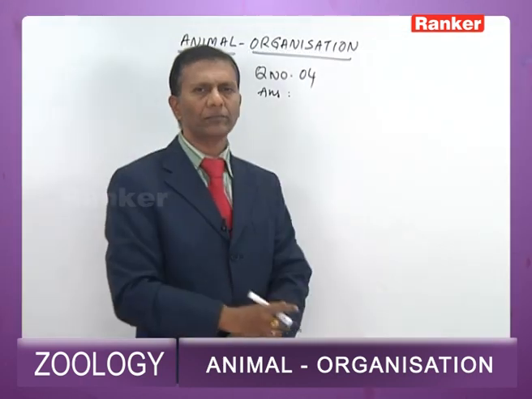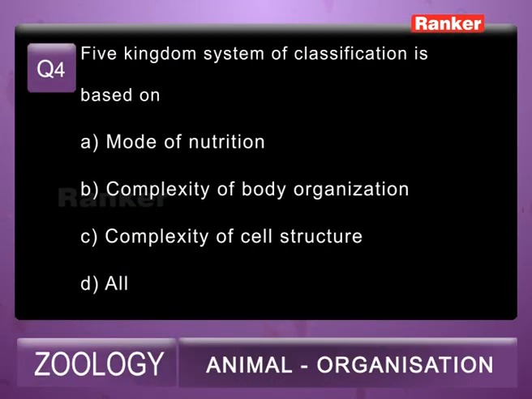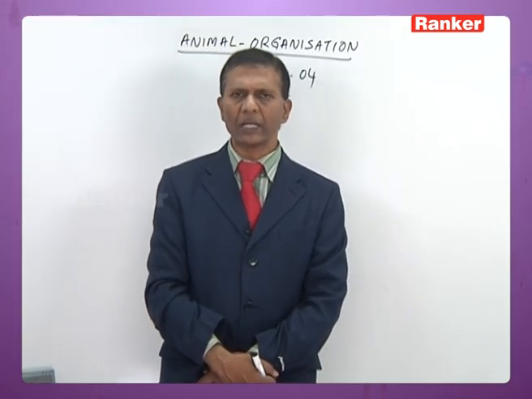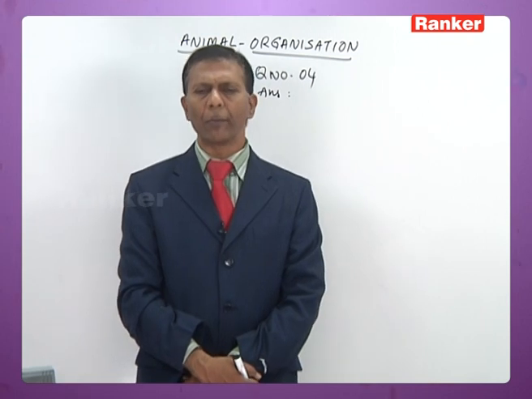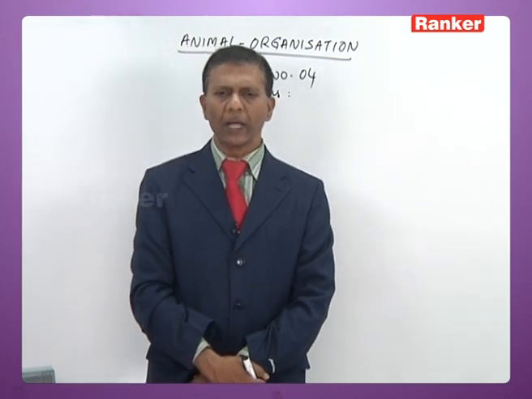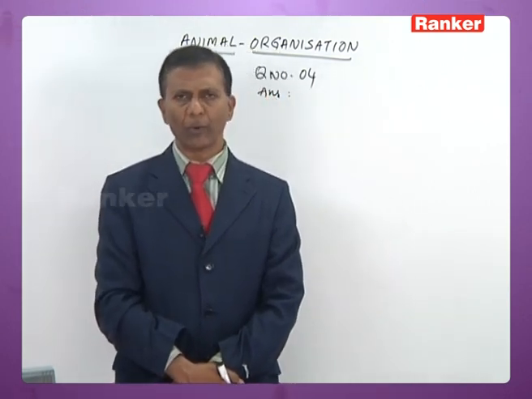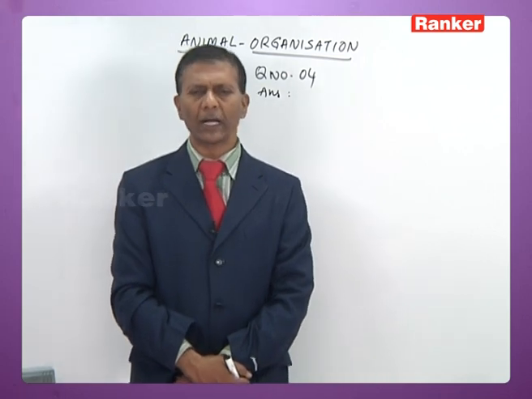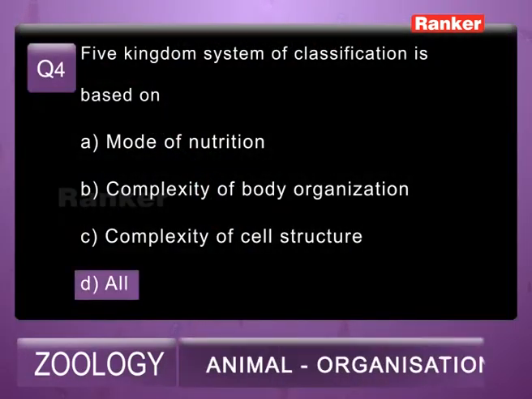Then the fourth question: five kingdom system of classification is based on A. mode of nutrition, B. complexity of the body organization, C. complexity of the cell structure, D. all. Whittaker, while classifying the organisms, took all the characters into consideration, that is, the mode of nutrition, the complexity of the body, whether they are unicellular or tissue graded or organ graded or organ system graded, and the complexity of the cell structure, that is, prokaryotic or eukaryotic. On the basis of all these characteristics, he divided the organisms into five kingdoms. So fourth question correct answer is D.